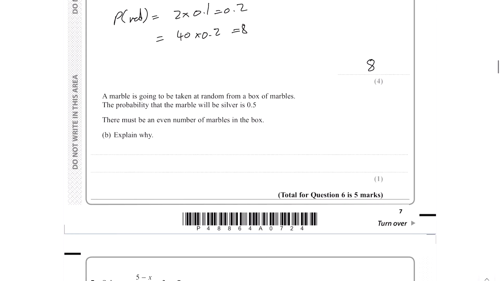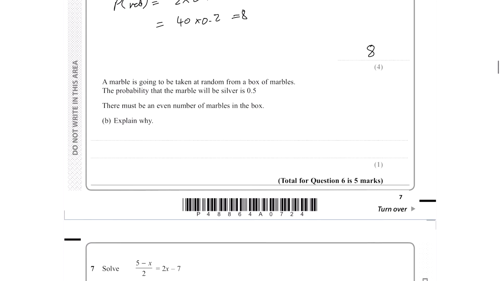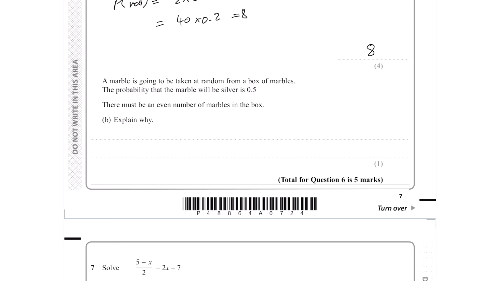Moving on to the next one. A marble is going to be taken at random from a box of marbles. The probability that the marble will be silver is 0.5. There must be an even number of marbles in the box. Explain why. Because if there's an even number of marbles, like 2 or 4, the probability of picking this is 1 over 2. But if it was 3, it would become 1.5.